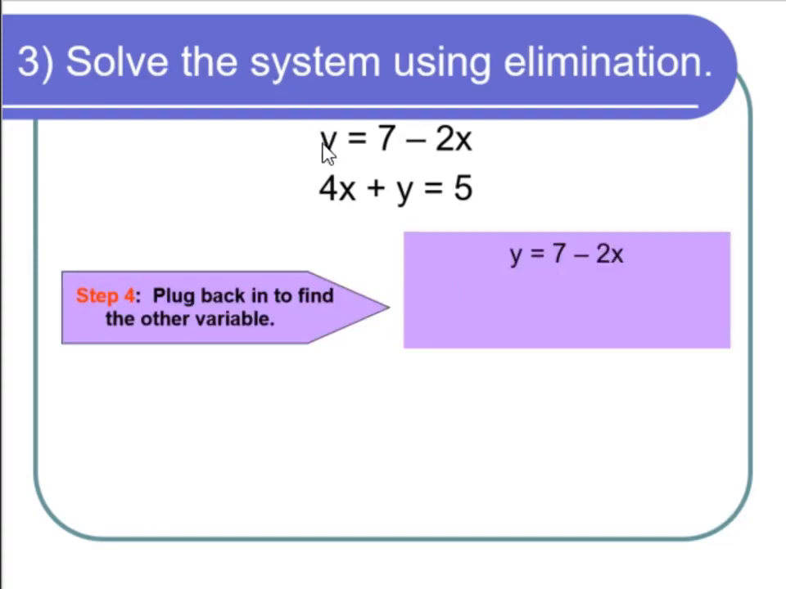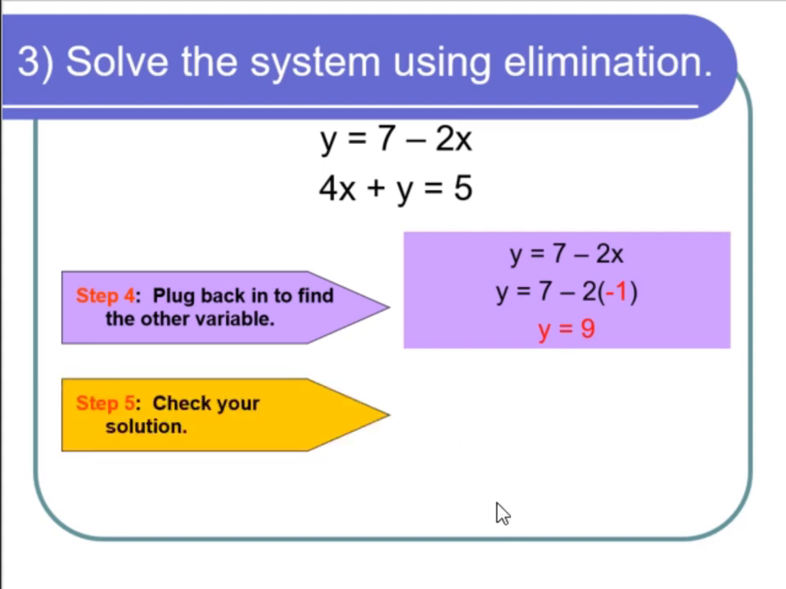In our equation 1, y is equal to 7 minus 2x. We were able to get the variable x as equal to negative 1. So, we substitute: y is equal to 7 minus 2 times negative 1, which is the value of x. Negative 2 times negative 1 is equal to positive 2. And 7 plus 2 is equal to 9. Therefore, our value for y is equal to 9. Fifth step is to check our solution.